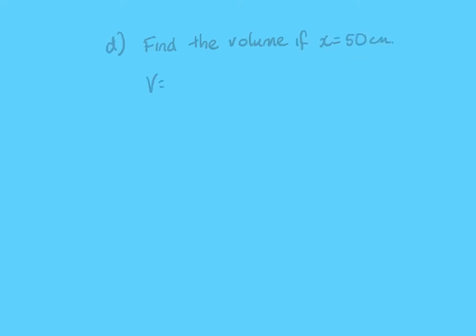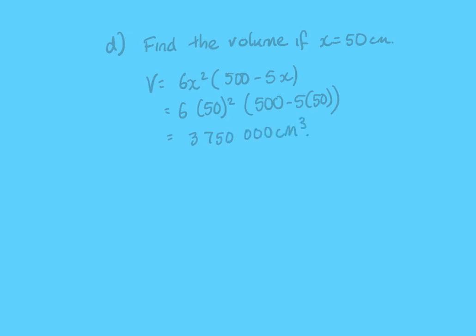Okay, part D says find the volume if x equals 50. Now you could do this on your CAS calculator and graph it and go to x is 50 using trace, but we're just going to use algebra. So we're doing 6 times 50 squared times the bracket 500 minus 5 times 50. So everywhere there's an x, we put in a 50. And we can figure out that that is 3,750,000 centimetres cubed.